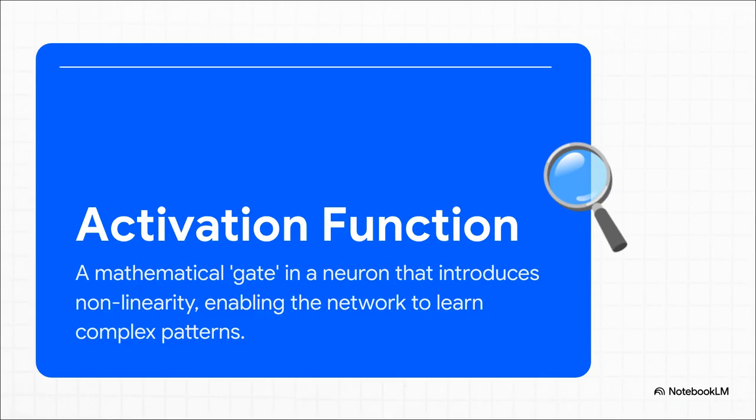You can think of it like a little gatekeeper sitting inside every single neuron. It looks at the information coming in and makes a decision. Is this signal important enough to pass along? And by making that simple decision, it introduces something called non-linearity. It gives the network the ability to bend, to curve, and to learn complex shapes in the data.